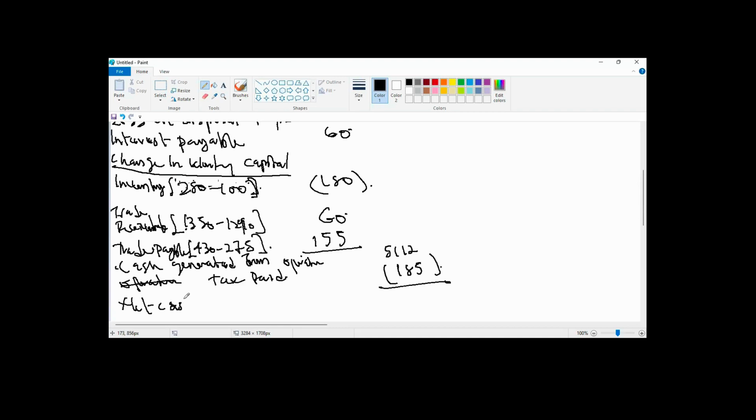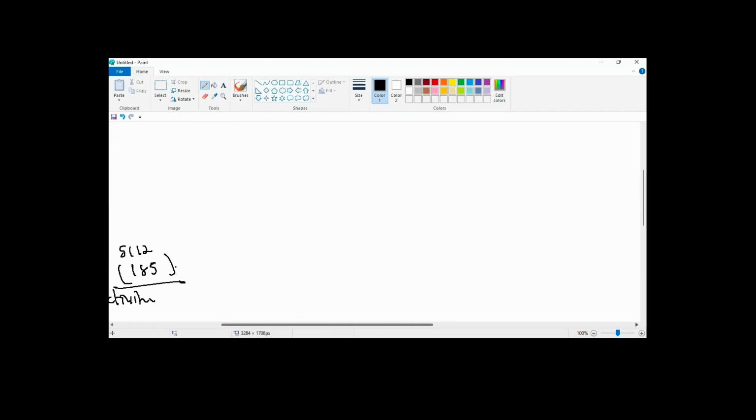Net cash flow from operating activities. How much? 4927. Four nine two seven.